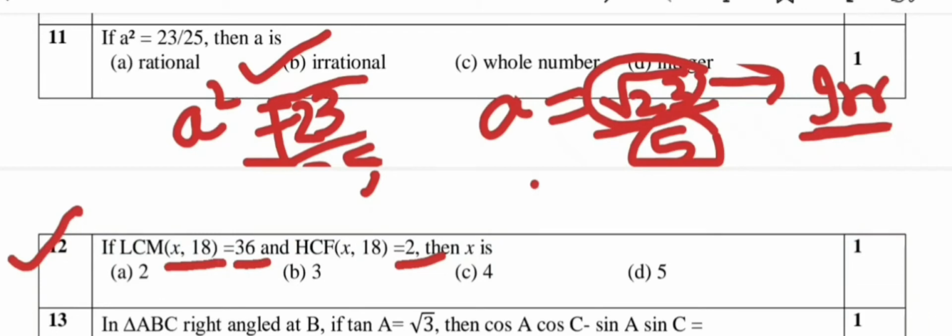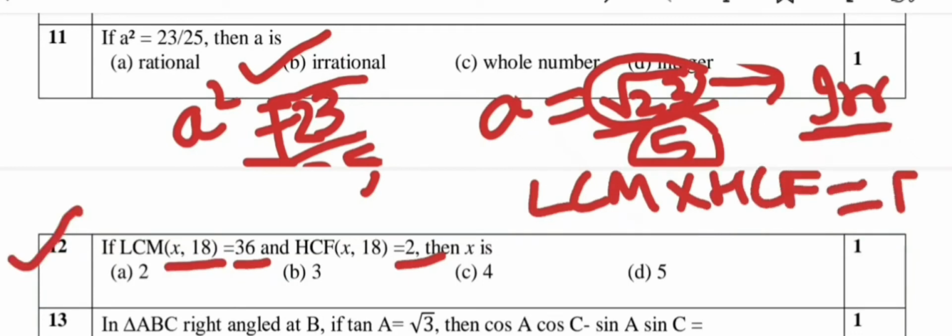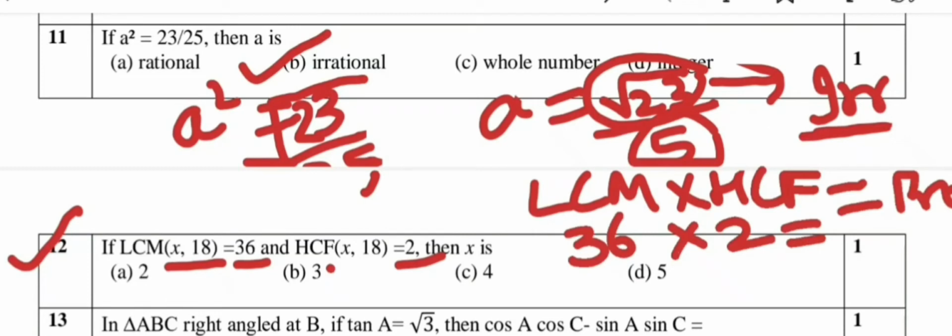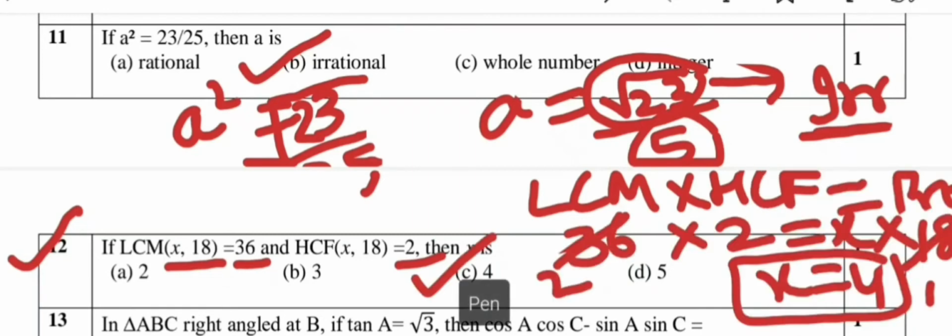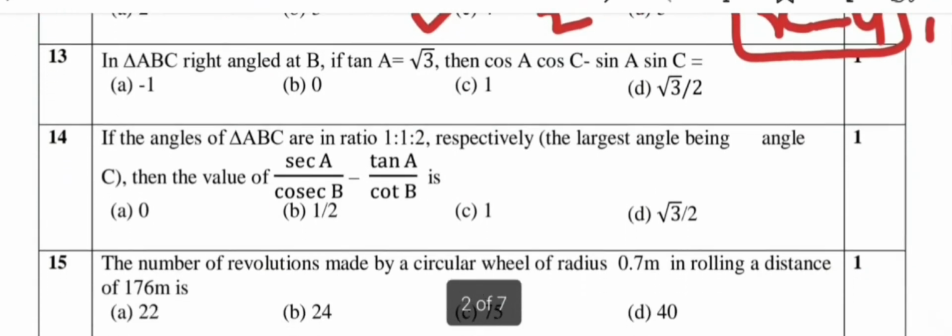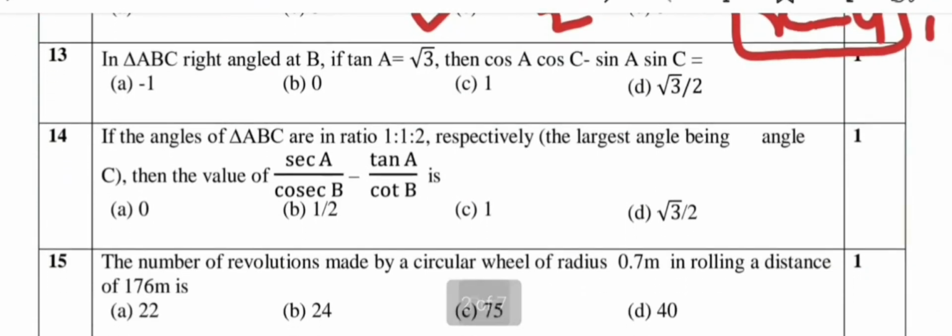Next, question number 12. If LCM of x and 18 is 36 and HCF is 2, then x is. So we have to find x. We know this formula, LCM into HCF equals to product of two numbers. Now we know LCM is 36, HCF is 2. Let us put values, and the numbers are x and 18. So we'll multiply x into 18 and we can cancel 18 with 36. So solving this, we will get x value as 4. So option C is the correct answer.